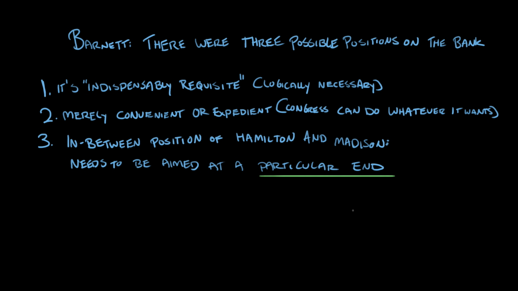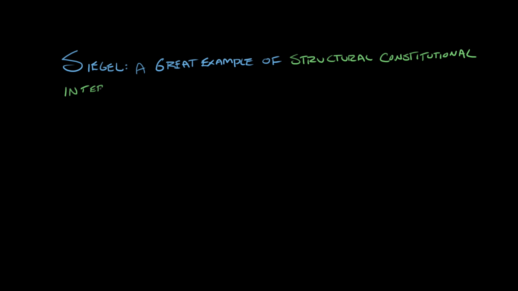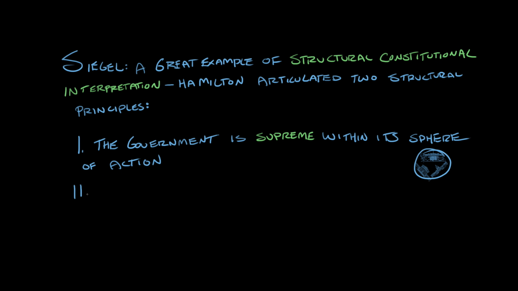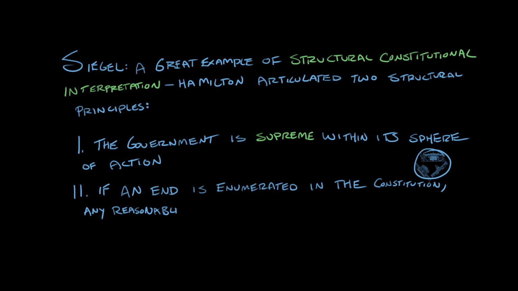What I think is less well known about this case is that this part of the case was over, and the court had already decided that this federal power to create the bank existed before it even got to the necessary and proper clause. This case is a great example of what's called structural constitutional interpretation. Hamilton articulated two structural principles. First, that the federal government is supreme within its sphere of action. And second, if some kind of end is within federal power, is listed in the Constitution, then any convenient or useful means to accomplishing that end is also within the scope.